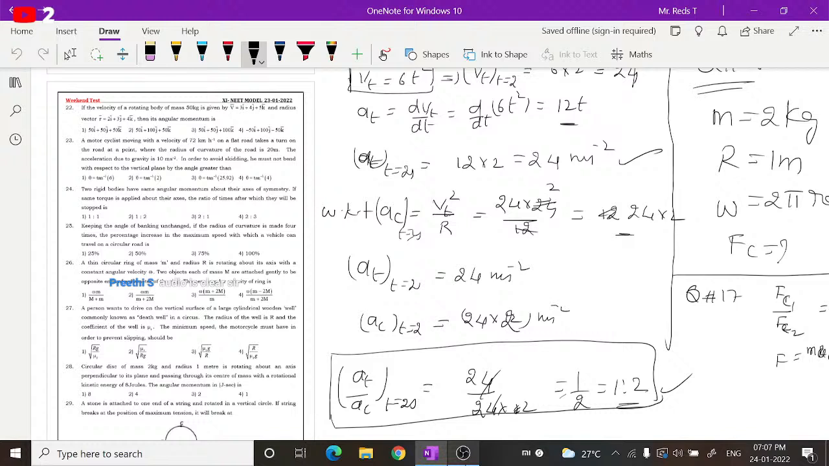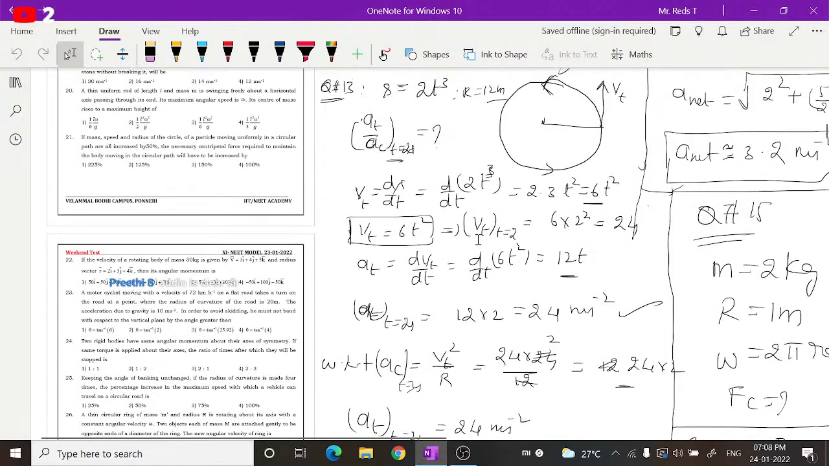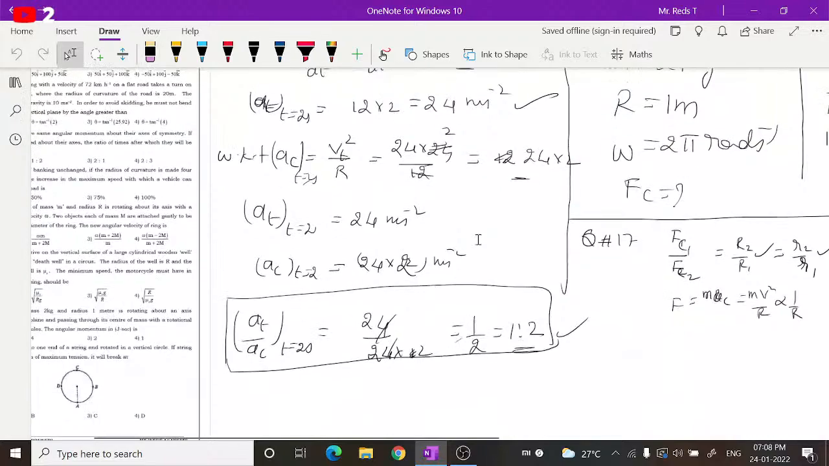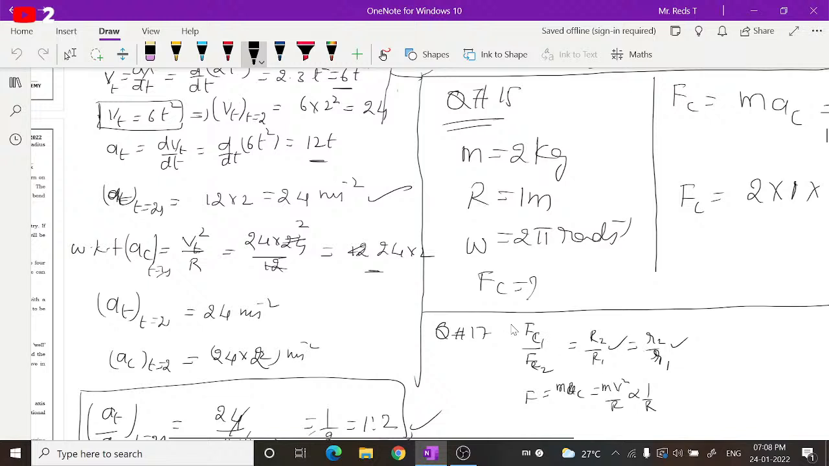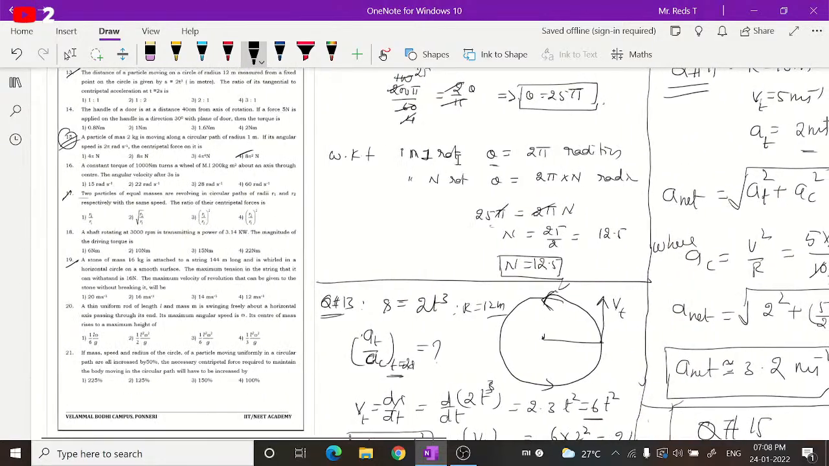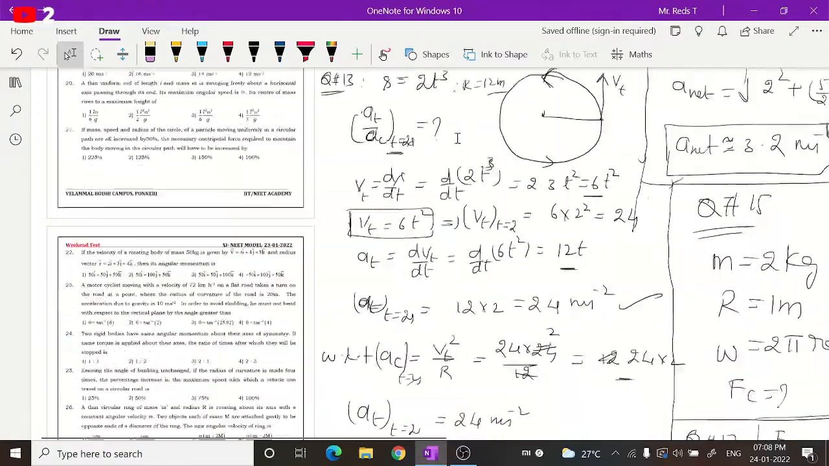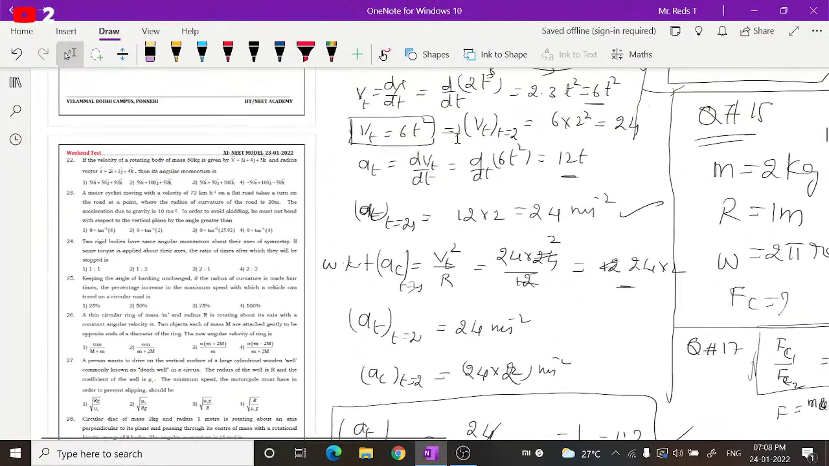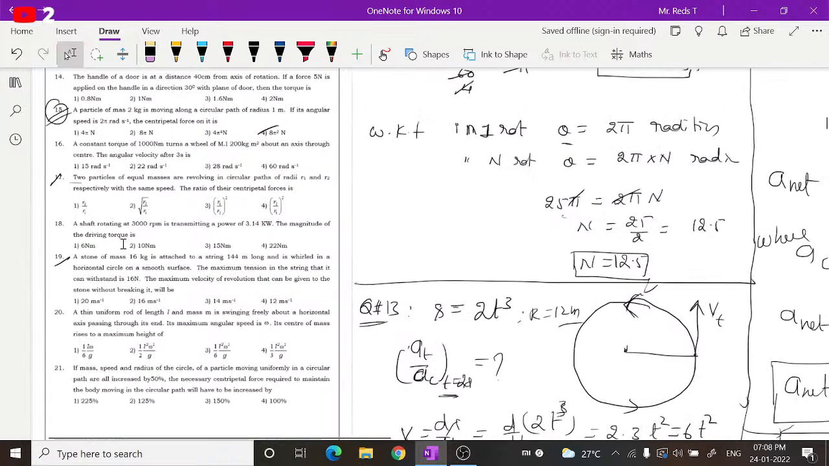Let us go ahead now. In the morning session, we discussed till question number 15, 16, 17. Question number 17 is also completed. Till 17 only I have discussed. Seventeen questions I have discussed. Let's see the next ones. The 19th one.